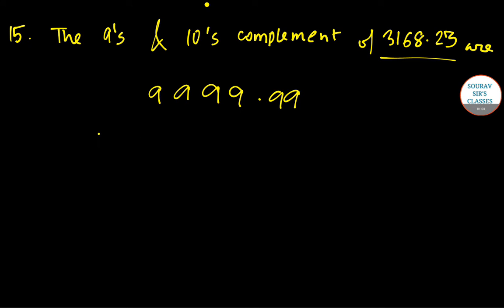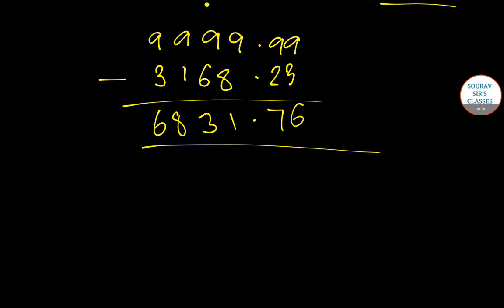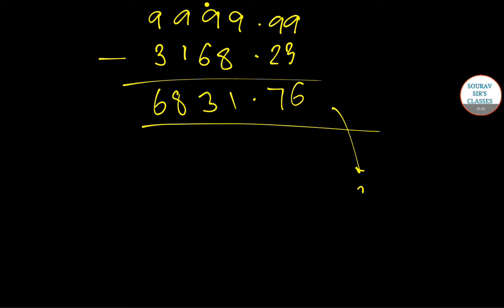We know that to obtain the 9th complement, we need to subtract the number from 999.99. So this is 999.99 minus 3168.23, and then we have to perform the subtraction. So this is 6831.76, which is the 9th complement of the number.